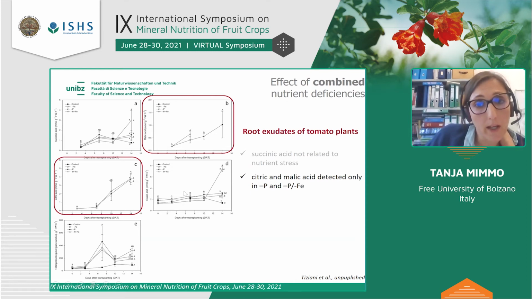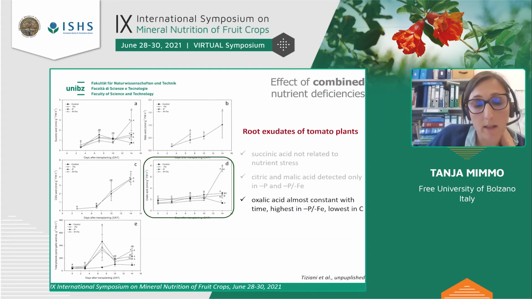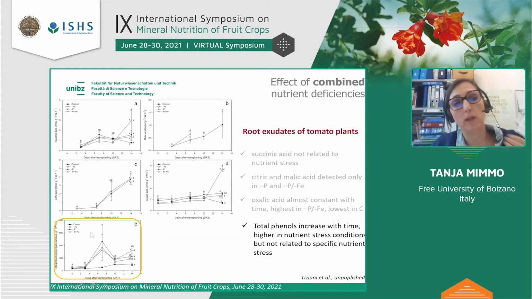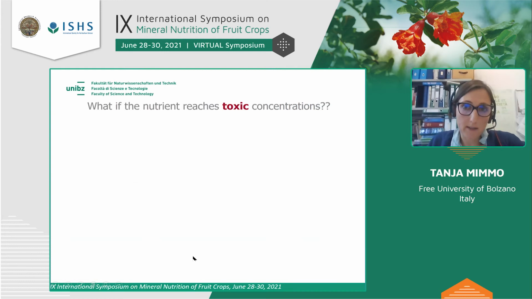The fourth organic acid we detected in the root exudate was oxalic acid. Oxalic acid turned out to be rather constant, rising rather constantly during the experimental period, except for the last sampling point. It was highest in the combined deficiency and lowest in the control. So it seemed also to be released on a different time scale. So time is definitely important for, or affecting, the release of root exudates. The last compound class we analyzed is the total phenols. Again, it was enhanced in all the nutrient stresses, but it was not related to a specific nutrient stress. And it was, in fact, lowest in the control plants.